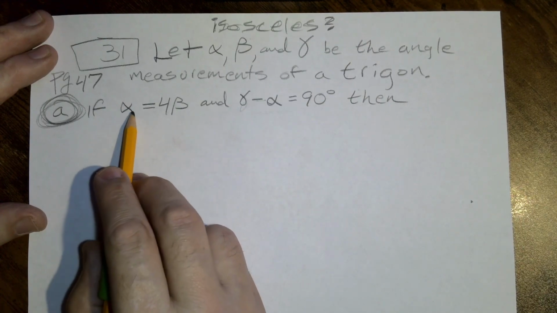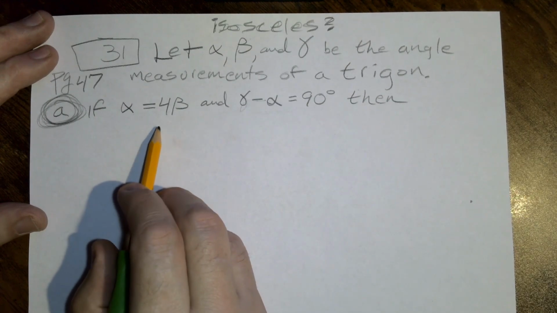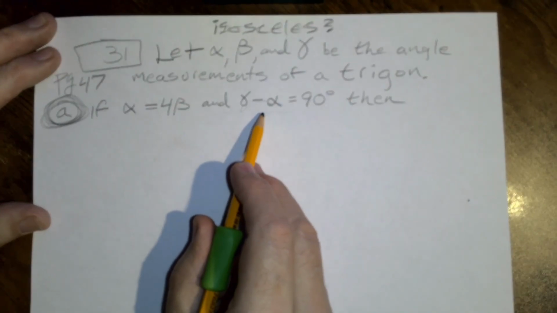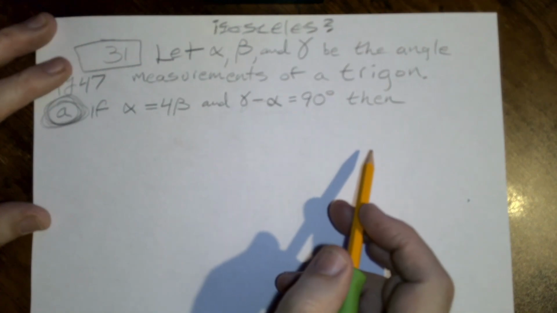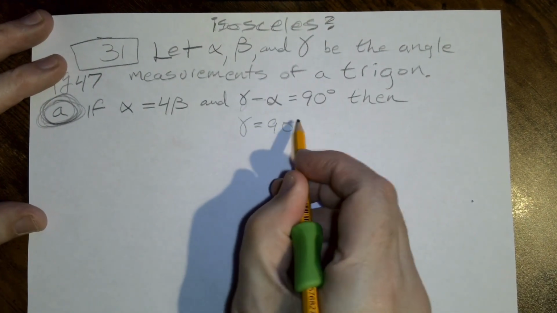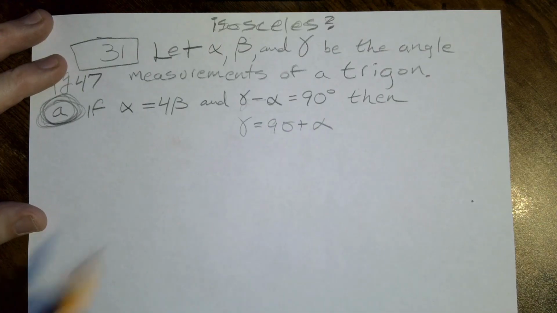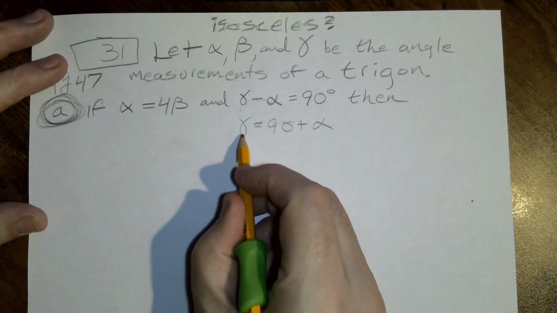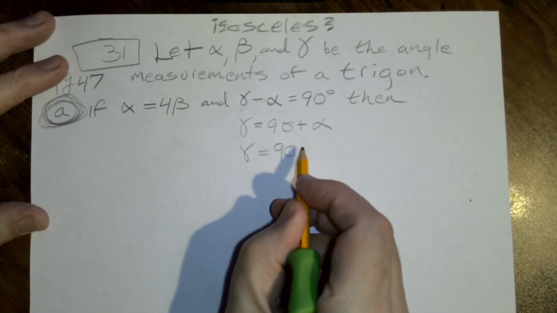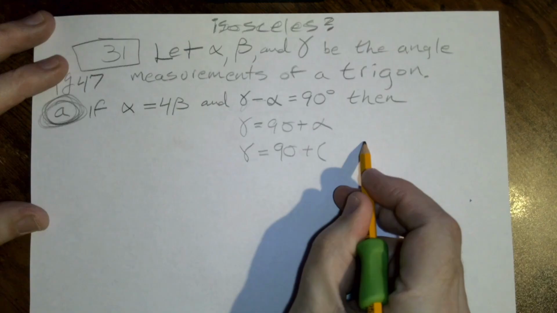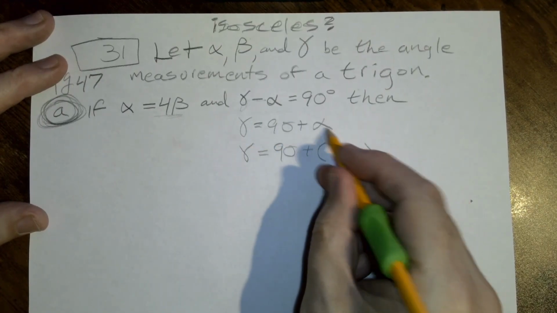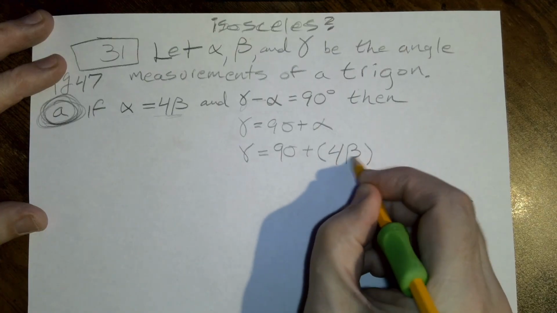And alpha is equal to 4 beta. If alpha is equal to 4 beta and gamma minus alpha is 90 degrees, then this means that gamma is 90 plus alpha. But we know that alpha is 4 beta, so instead of alpha here, we're going to put 4 beta.